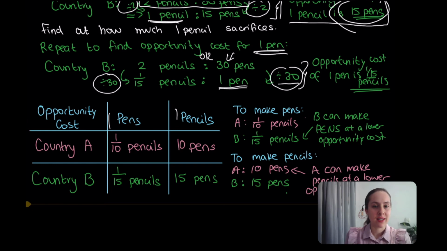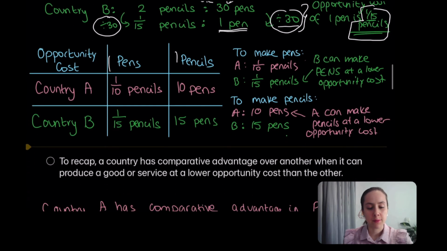You could write it as a decimal, as your calculator just gives you the output. Maybe to 1 decimal point is okay, maybe to 2 to be safe. And so the opportunity cost of 1 pen is 1 divided by 15 pencils, and that's what you would write in the opportunity cost question.